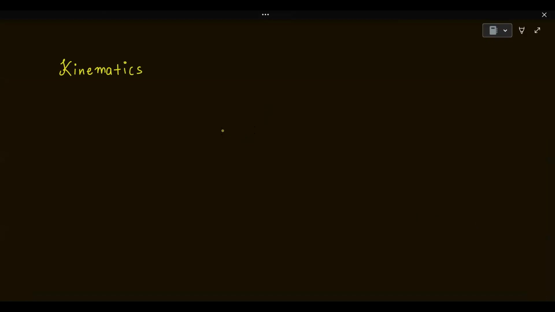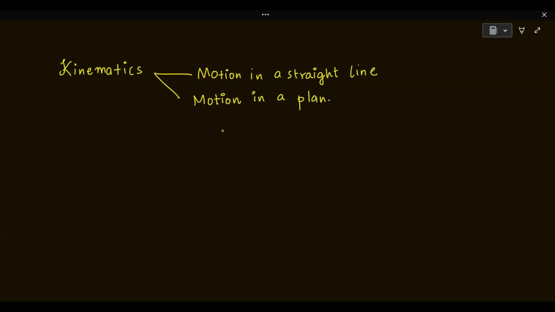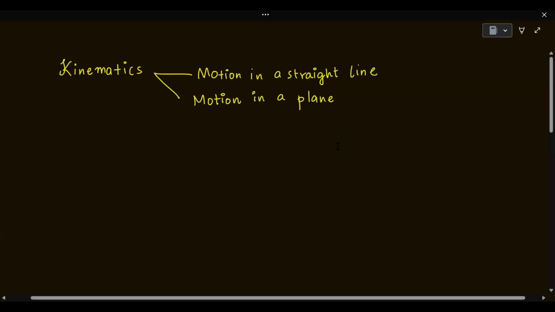In NCERT, this is split into 2 parts. That's motion in 1 dimension or motion in a straight line, and the next one is motion in a plane. This is a completely new chapter, motion in a plane. These are the 2 topics that we'll be covering over these 3 lectures.